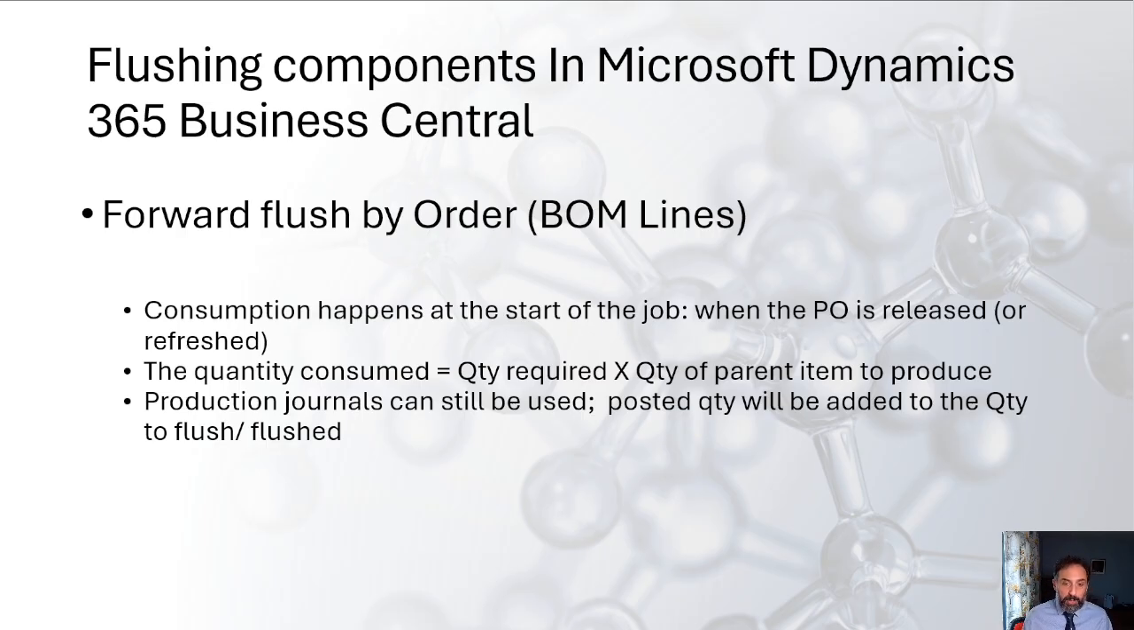It's important to remember that production journals, consumption and output journals, can still be used. However, the quantity that we post through a journal when the component is set up to be flushed will be added to the flushed quantity as we go through the production order. So production journals to consume more, essentially. For example, if you need to post scrap, that's a good use case.